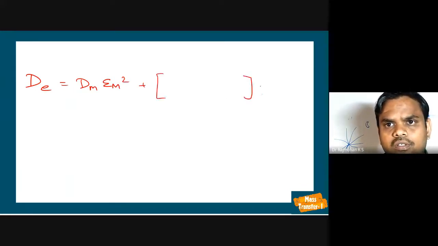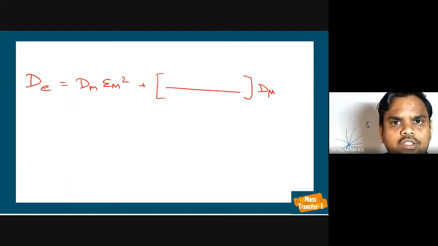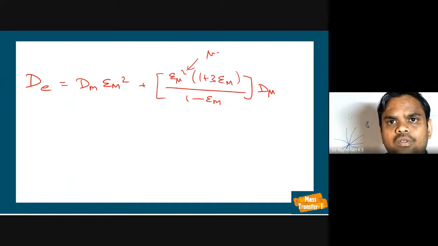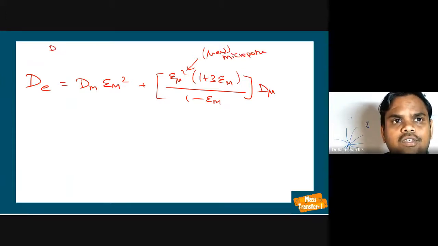So we have dE equal to dm into epsilon m square plus bracket epsilon mu square into 1 plus 3 epsilon m divided by 1 minus epsilon m into d mu. Okay, so remember there is epsilon m in many places and epsilon mu only in one place with square. Please substitute that. We have all the values. dm value we know, d mu value we know, epsilon m value, we know epsilon mu value, right?